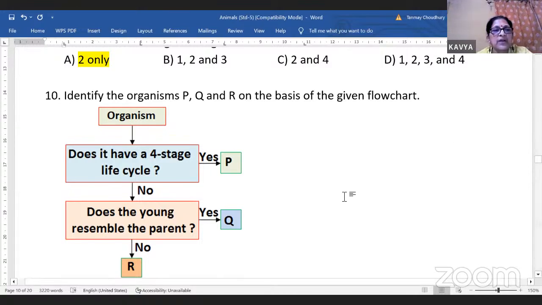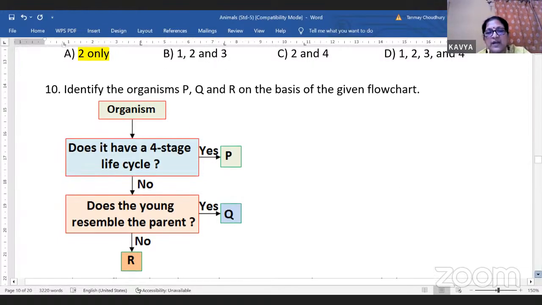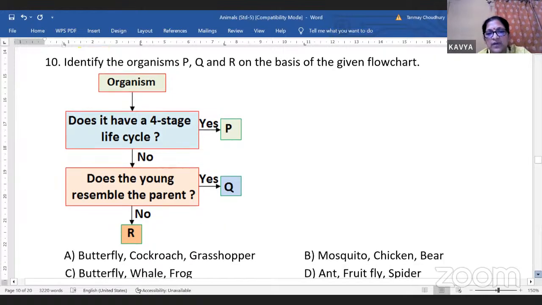Now this organism, does it have a 4-stage life cycle? Yes. So it will be P. Now P can be a housefly. It can be a butterfly. All these insects here. Not a cockroach. Cockroach has got a 3-stage life cycle. So it doesn't have a 4-stage life cycle. Does the young one resemble the parent? If it is yes, it is Q. If it is no, then it is R. So now let us see what it will be.